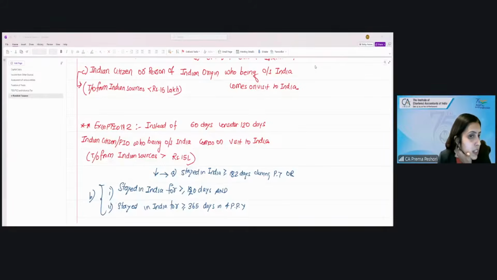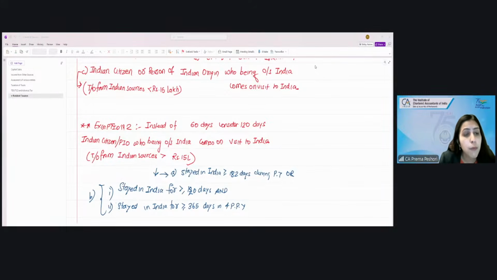In which case we will consider 120 days instead of 60 days. Indian citizen or PIO who, being outside India, comes on visit to India, where the total income from the Indian sources is more than rupees 15 lakh. Yes, Leela, very good. So Leela, if you write like this: Indian citizen and a PIO who being outside India comes on visit to India. It is not that for every Indian citizen and PIO where the income is more than 15 lakh.